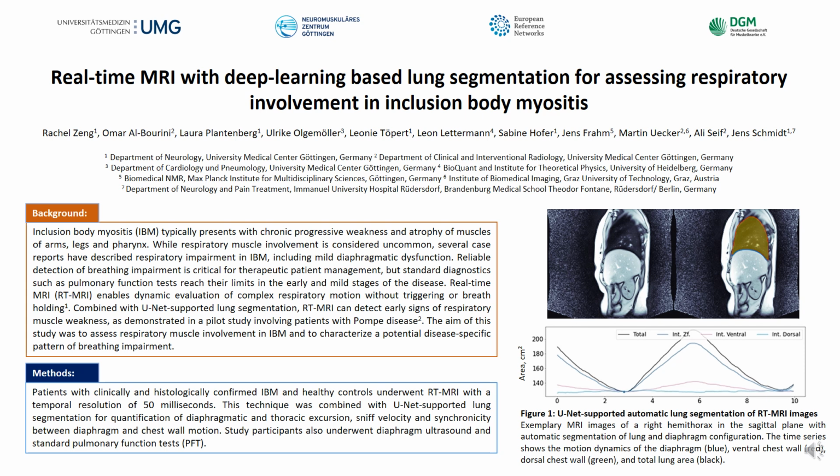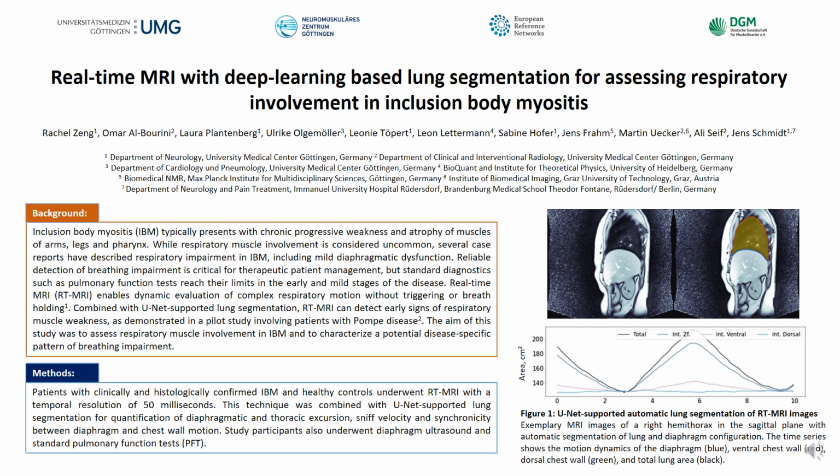We combined real-time MRI with UNet-supported lung segmentation, which is a convolutional neural network, a type of deep learning. And the combination of real-time MRI and UNet lung segmentation enables the detection of early signs of respiratory muscle weakness, as we have demonstrated in a pilot study involving patients with Pompe disease.